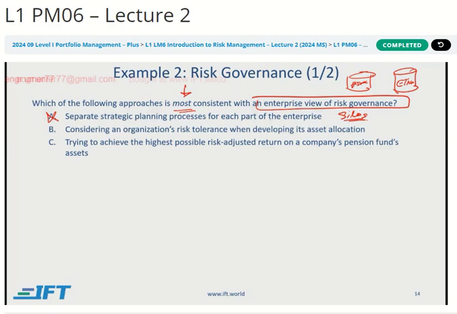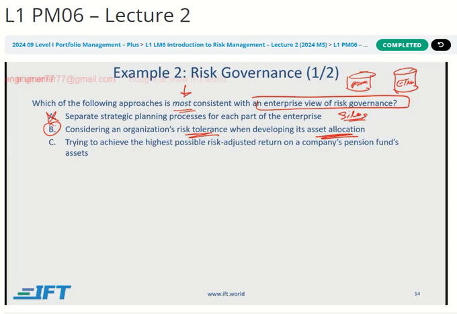I mean, we talked about the pension fund where we said, hey, you have to not only look at the assets, but you have to look at the liabilities as well. Or you don't have to look at the risk exposure, you have to look at the risk tolerance as well. So that sounds like a pretty decent statement. But let's read C before we choose B, because B is good, but it's not just about enterprise view. It's about a general high level risk management statement, but it is a correct statement.